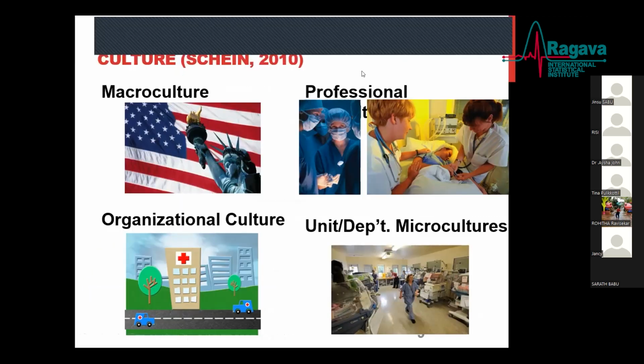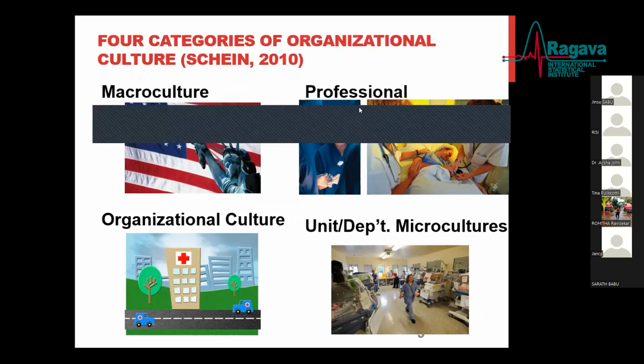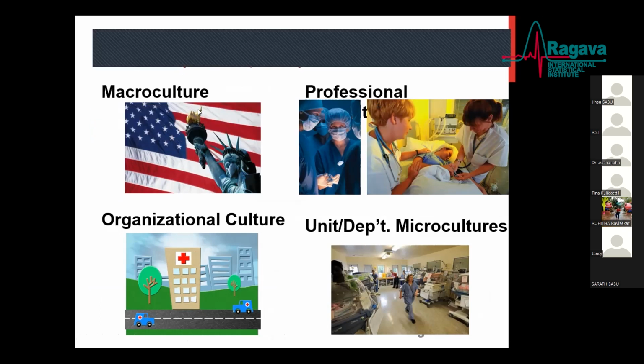The culture, again, you see here, has four categories of organizational culture according to him. Macro culture, as I told you, differs across countries. Definitely in the UK and USA, the developed countries, professionals' mindset is different from the developing countries like India and other Asian countries.